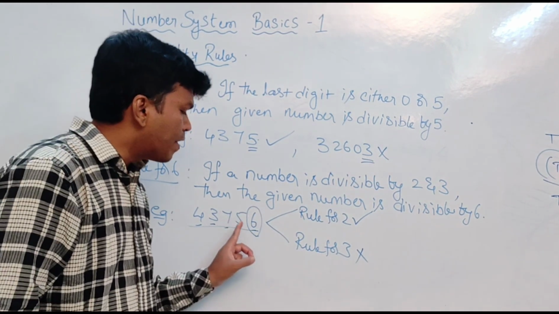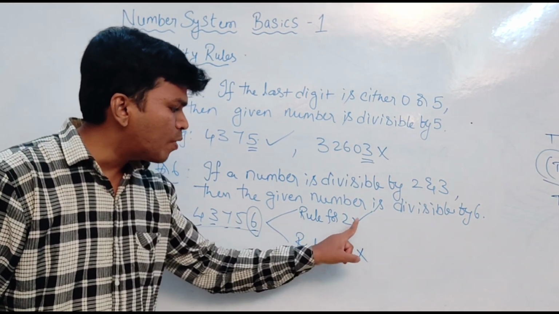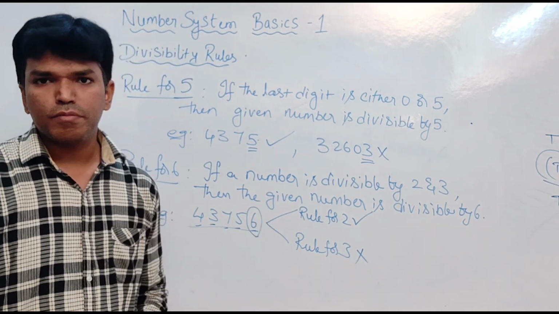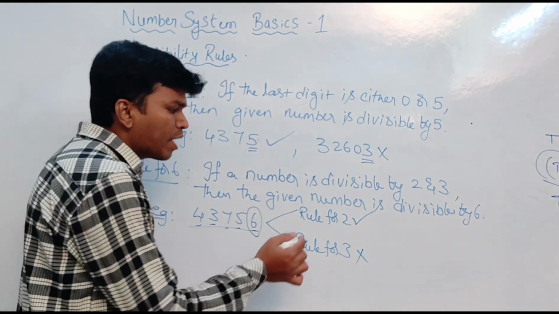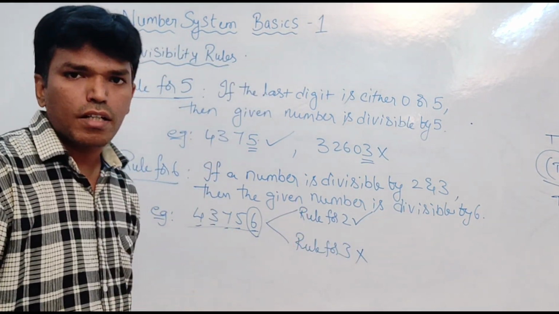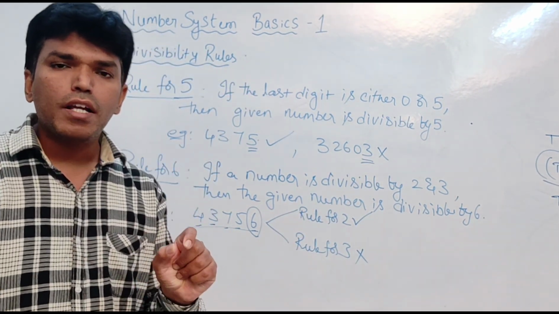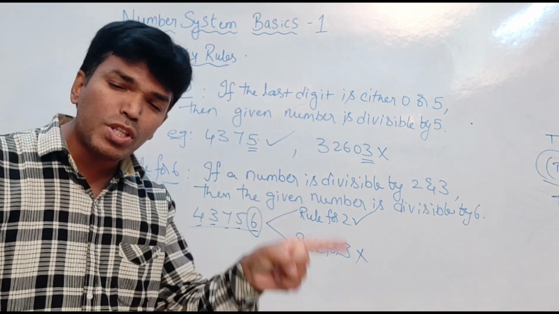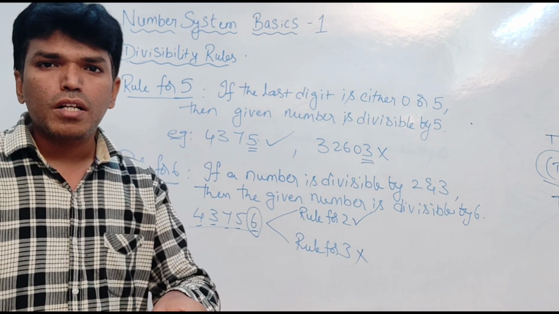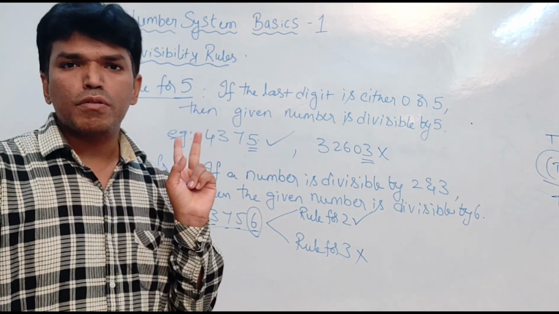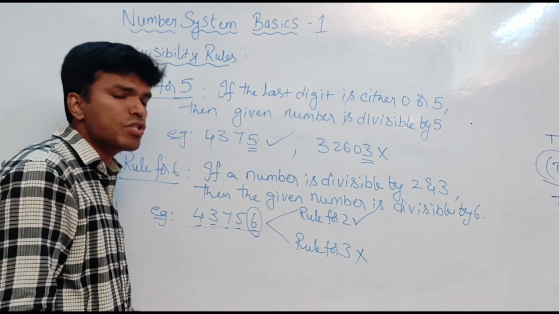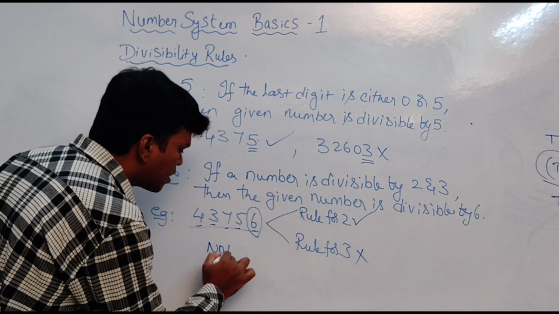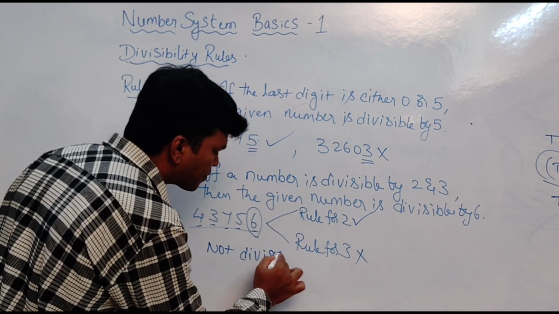See, if a number is divisible by 2 and it is not divisible by 3, it is not divisible by 6 as well. Because I told you, both should be satisfied. When you are checking the divisibility rule for 6, it should be divisible by both 2 as well as 3. Otherwise, it is not divisible by 6. So here, it is not divisible by 3, so it is also not divisible by 6.